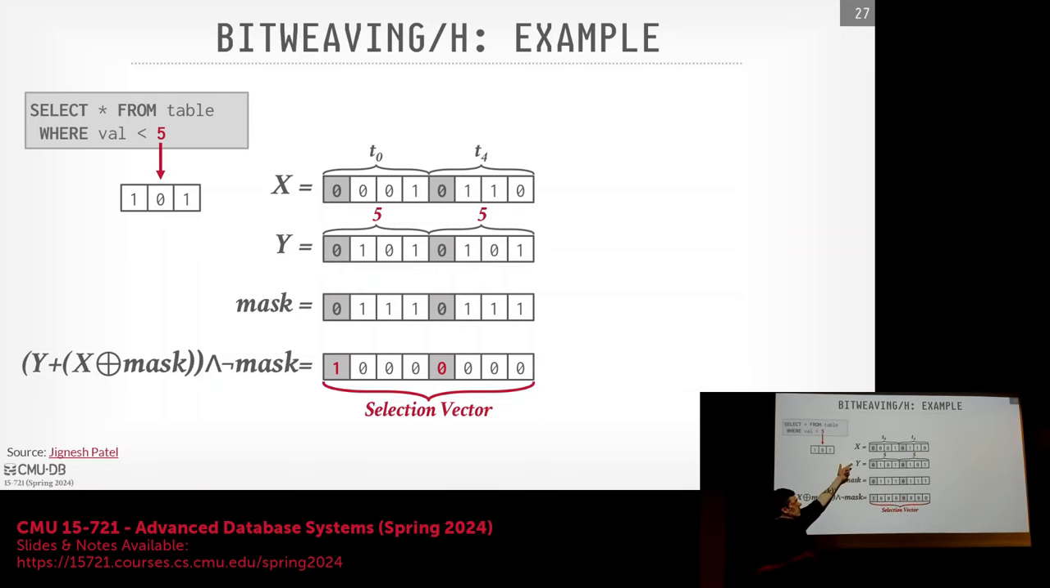So in this case here, T0 is 1, so that's less than 5. That's set to true. And then T4 was 7, so that is greater than 5, so that's set to 0. Or 6, sorry.